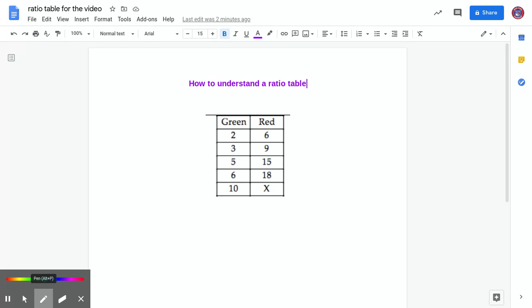What if I look at my relationship from green to red? Well, 2, let's see if that works. 2 times 3 gives me 6. 3 times 3 gives me 9. 5 times 3, looks like our factor of change here is times 3. So that means I would say green times 3 gives me red. Okay, so I have 10 times 3, so that would mean x would equal 30 because 10 times 3. I applied my factor of change from green to red.